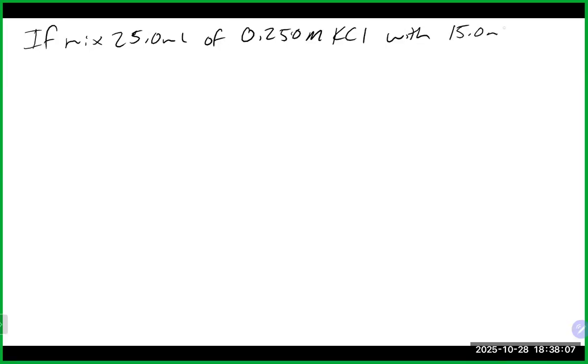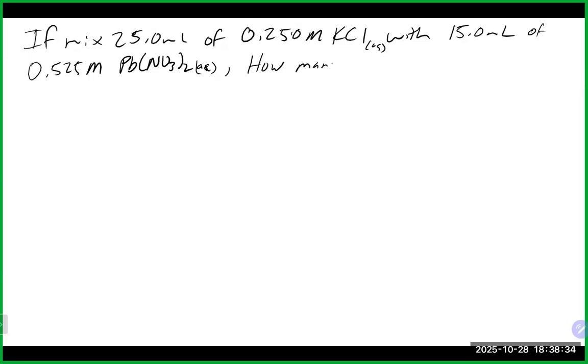If you mix 25 milliliters of 0.25 molar potassium chloride with 15 milliliters of 0.525 molar lead II nitrate, aqueous and aqueous, how many grams of lead II chloride would you produce?